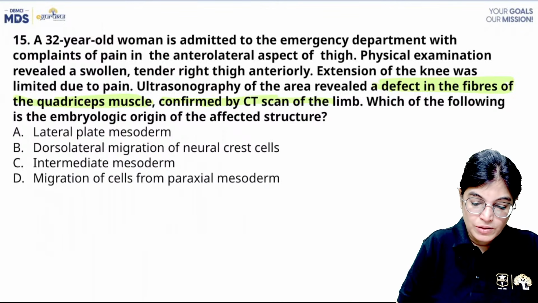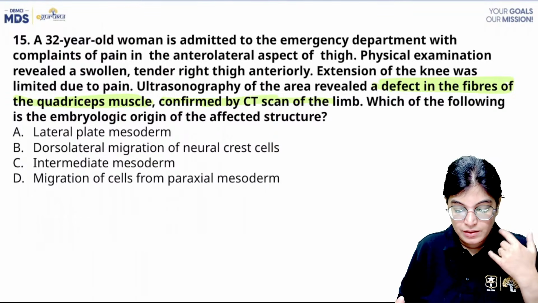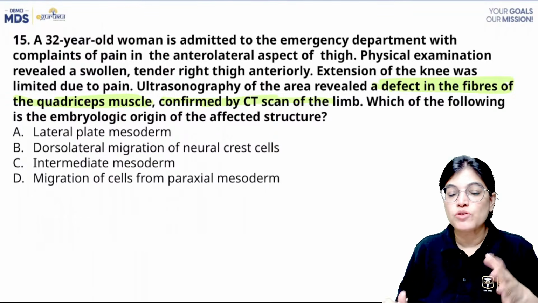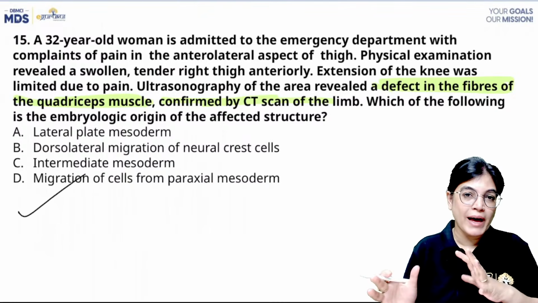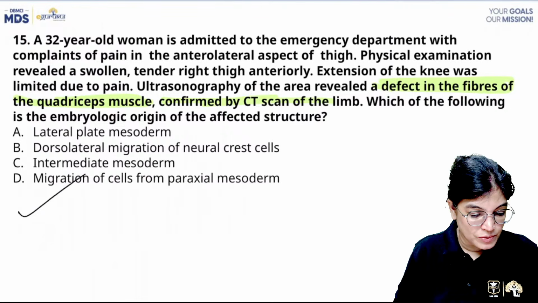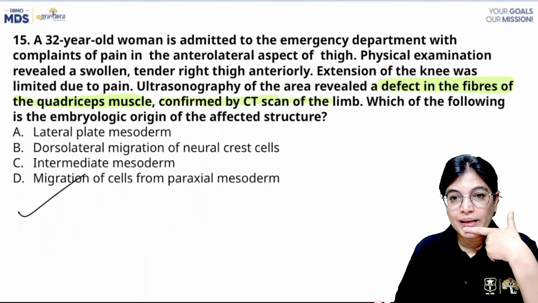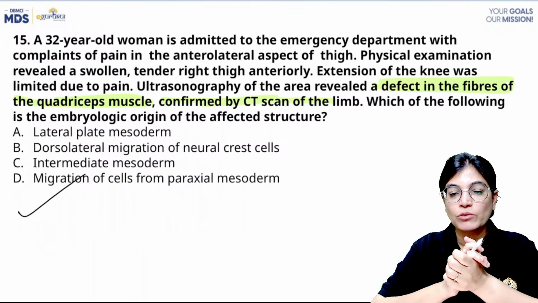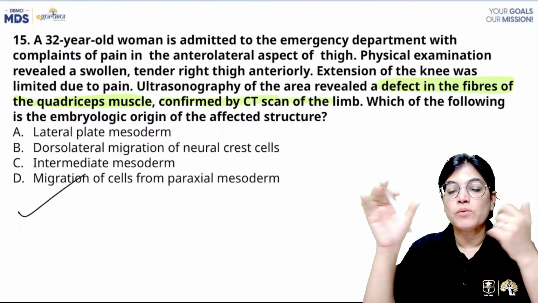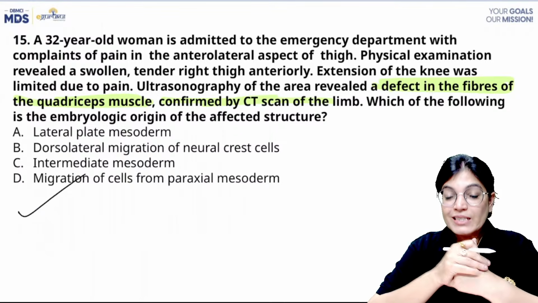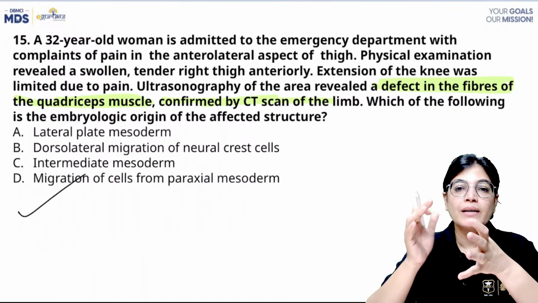So basically, the muscles develop from part of the somite. Somite is actually formed from paraaxial mesoderm, so migration of cells from paraaxial mesoderm is right. Question number 15, has anybody given the right answer or not? Basically, paraaxial mesoderm is lying very close to the neural tube and notochord. It will form segmented, wedge-shaped structures called somites, which further differentiate into three parts: myotome, dermatome, and sclerotome. From the myotome part, the muscles are formed.